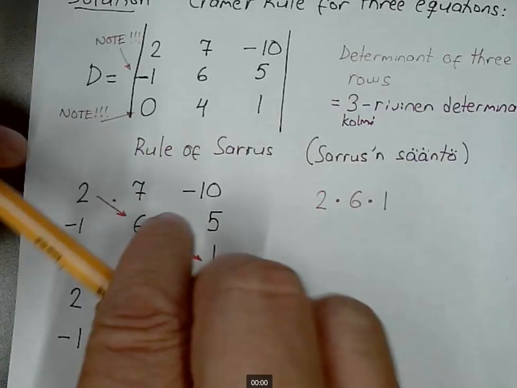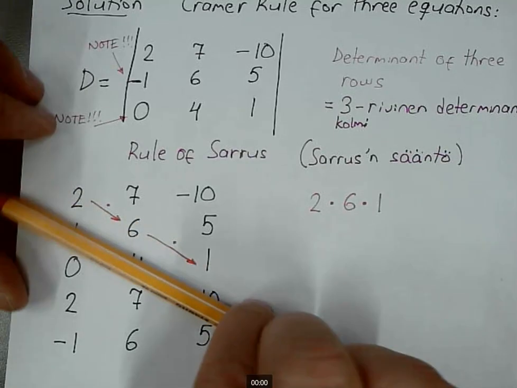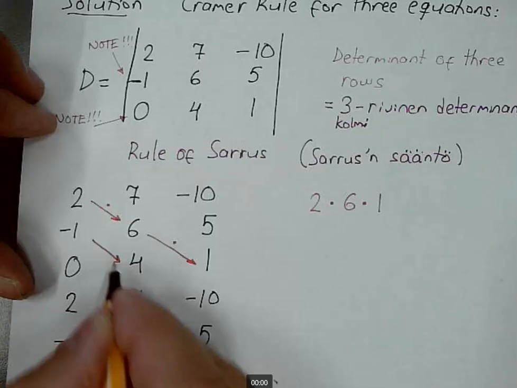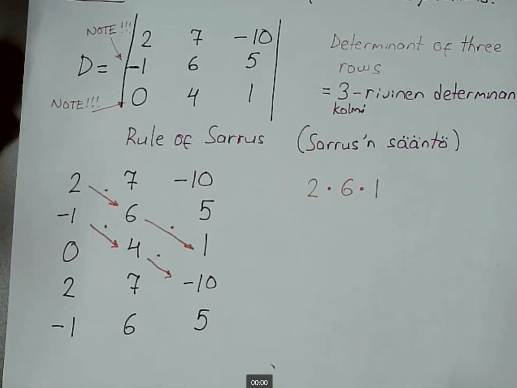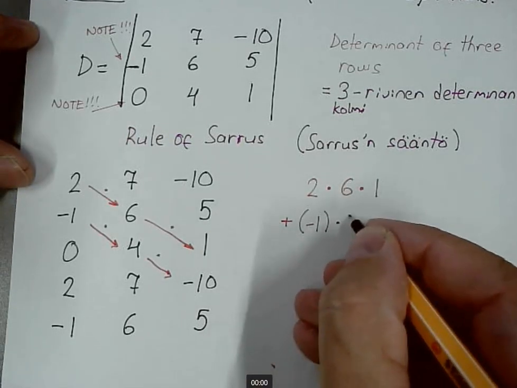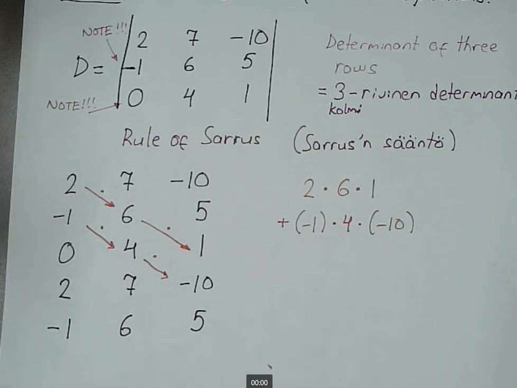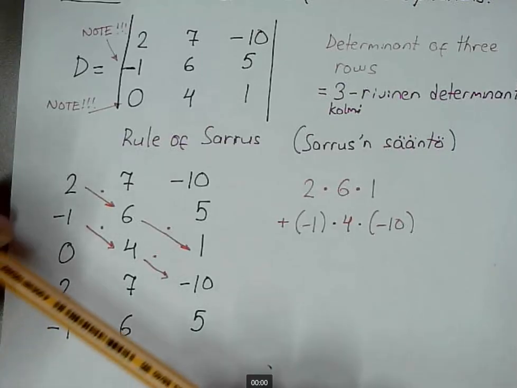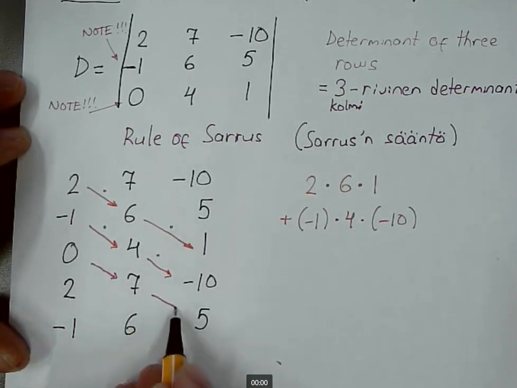And then we continue. We had this line here. We will move 1 step downwards, so this. And now we will multiply these. So we get plus minus 1 times 4 times minus 10. And here we have also a line which we may multiply. So we will multiply these.